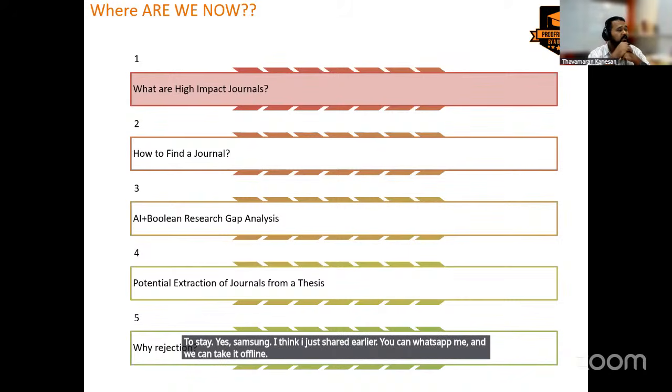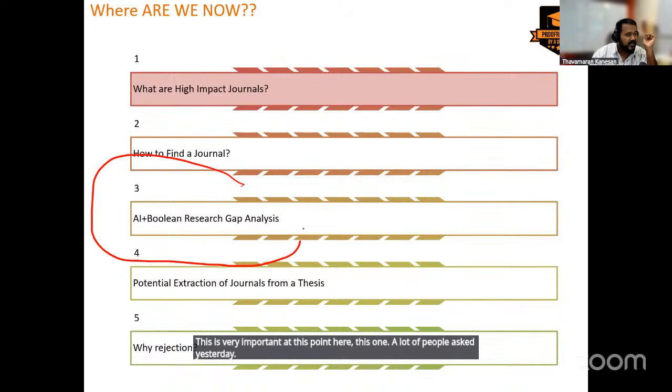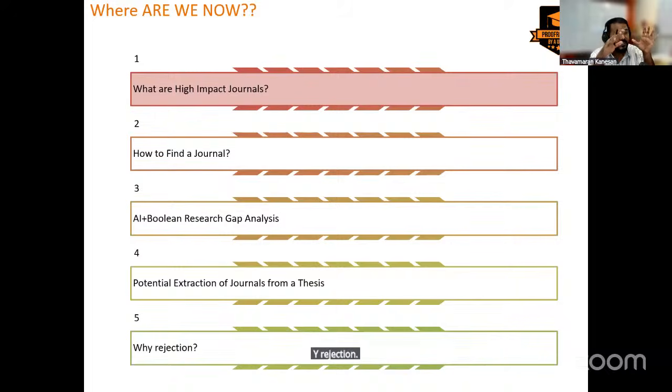Okay. So today we're going to cover 5 segments. What are high impact journals? How to find a journal? AI and Boolean research gap analysis. This is very important. A lot of people asked yesterday, how do I find a research gap? We're going to talk about it today. And then potential extraction of journals from a thesis. Why rejection? These are the 5 segments we're going to cover today.